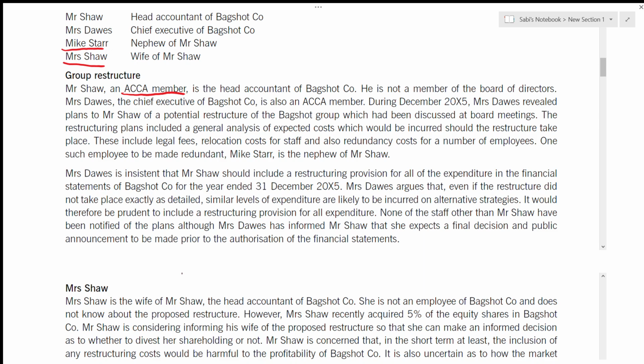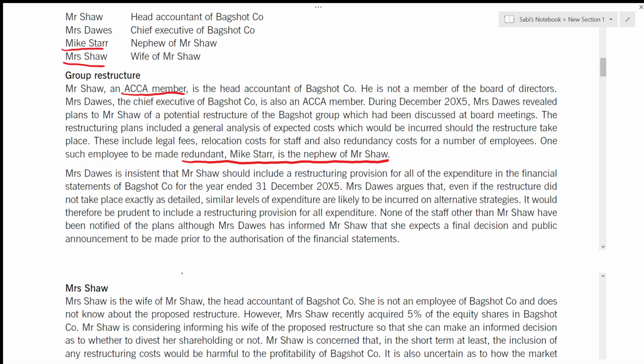One such employee to be made redundant is Mike Stiles, the nephew of Mr. Shaw. So this is one ethical issue. Redundant is this one, the nephew of this one. This is one ethics issue.